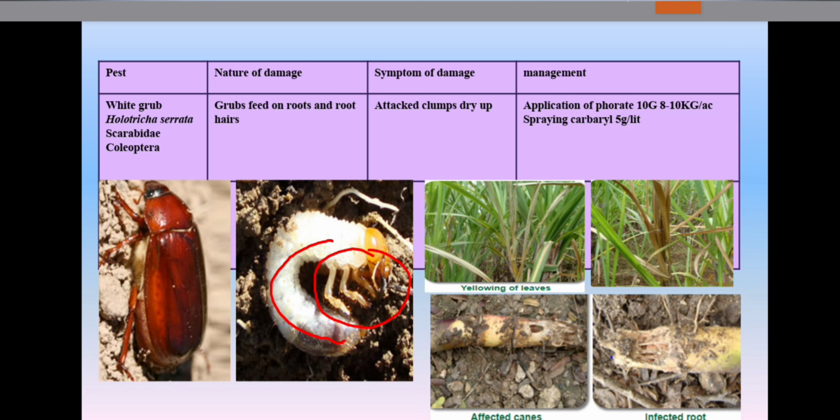And symptoms of damage. Attacked plants will dry up. And management. Application of phorate 10G at the rate of 8 to 10 kg per acre or spraying carbaryl 5 grams per liter of water. And here you can see the images of how the yellowing of the canes is taking place due to this white grub attack. And here you can see the affected canes, and here you can see the infected roots, how the grub has fed on the roots of the plant.